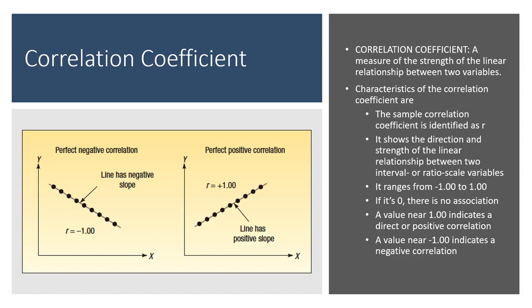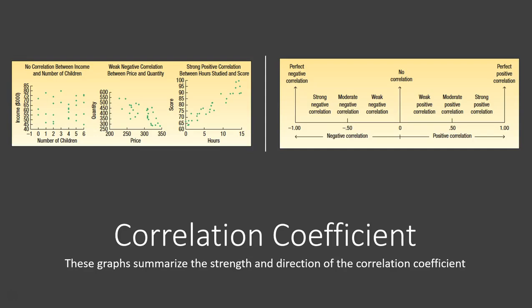When you're doing this, both of your variables must be at least on the interval scale of measurement. When you have a value of -1, that indicates a perfect negative correlation, and a value of +1 indicates a perfect positive correlation. And so if you look at this picture here on the right, you see the range from -1, perfect negative correlation, all the way to +1, perfect positive correlation, with 0 being no correlation in the middle.